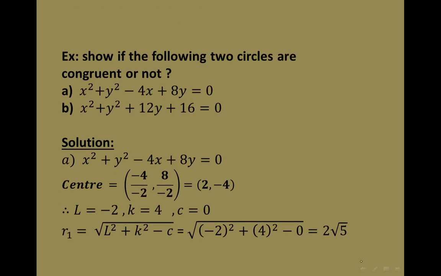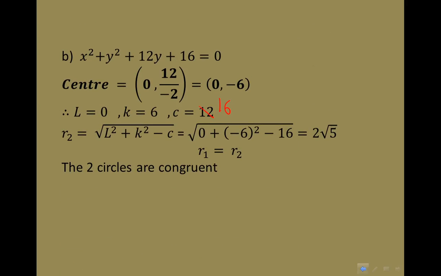Take care. R1 equals 2 root 5. R2 also equals 2 root 5. Therefore, these two circles are congruent.